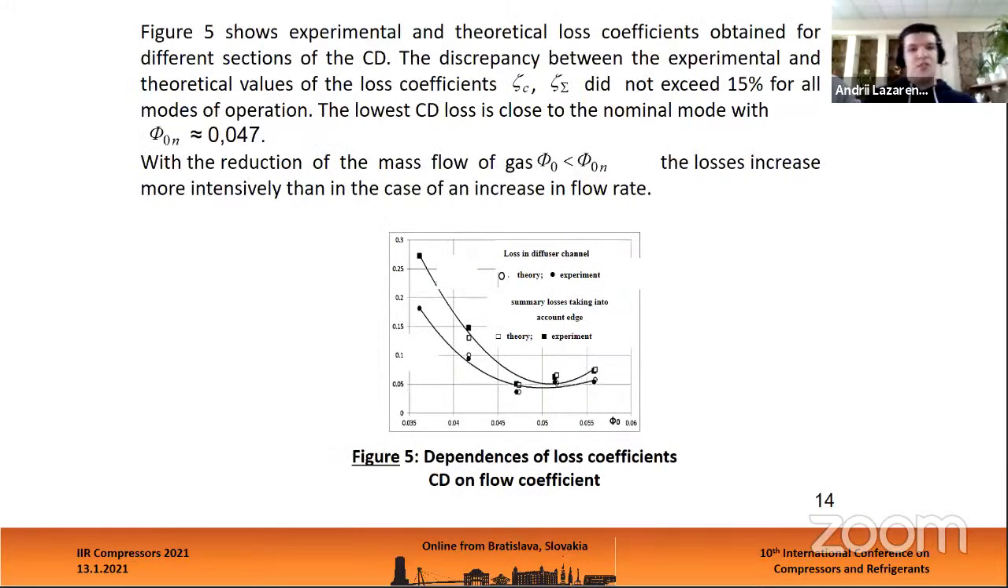Here, figure 5 shows experimental and theoretical loss coefficients obtained for different sections of the channel diffuser. The discrepancy didn't exceed 15% for all modes of operation. With the reduction of the mass flow of gas, the losses increase more intensively than in the case of an increase in flow rate.